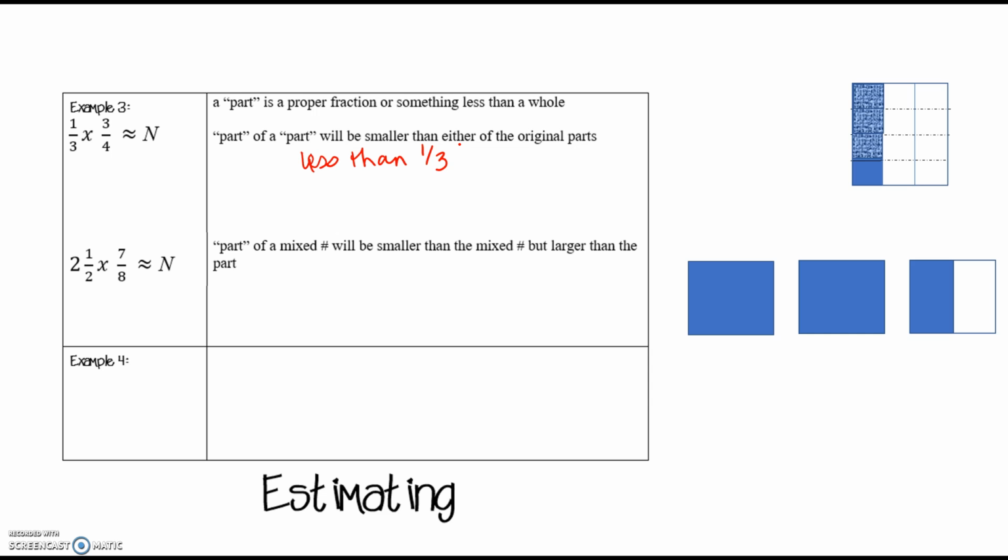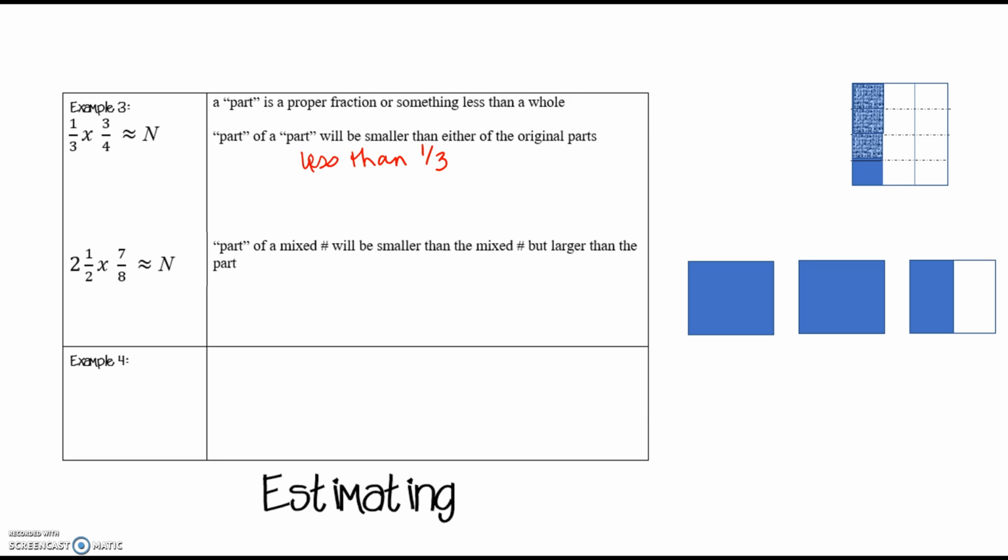If we look at the next multiplication problem, we're taking a mixed number, 2.5, and we're multiplying that by 7/8, which is less than a whole, so that is my part. Now I'm taking part of a mixed number, so that answer will be smaller than the mixed number that I started with, but larger than the part itself.